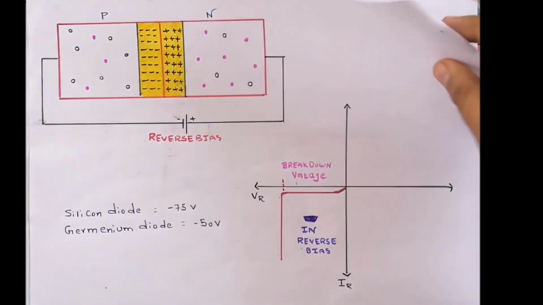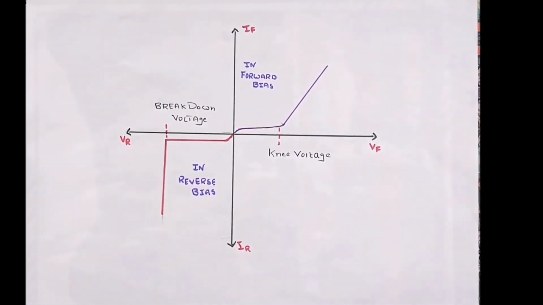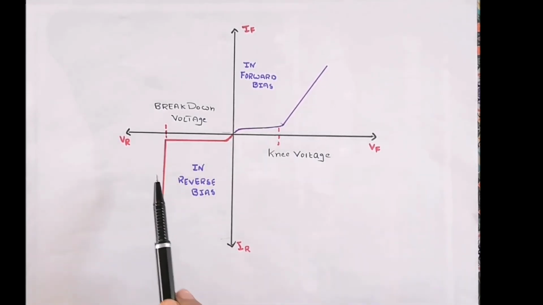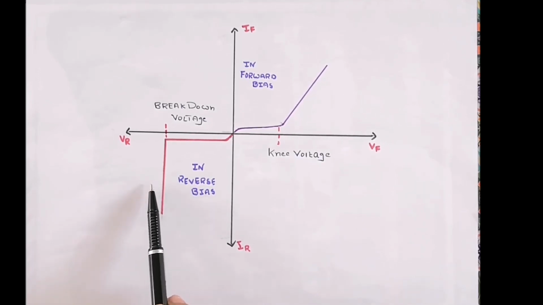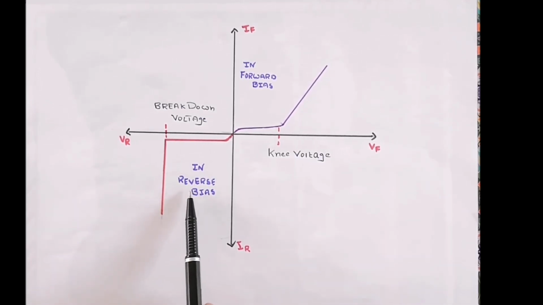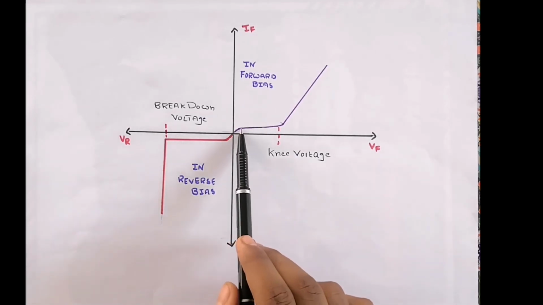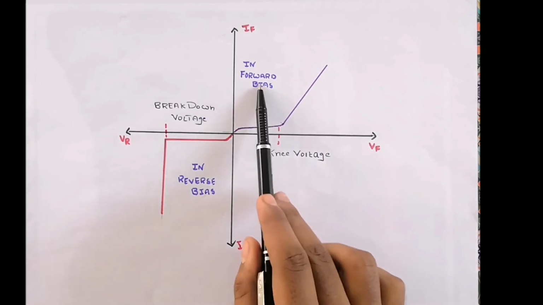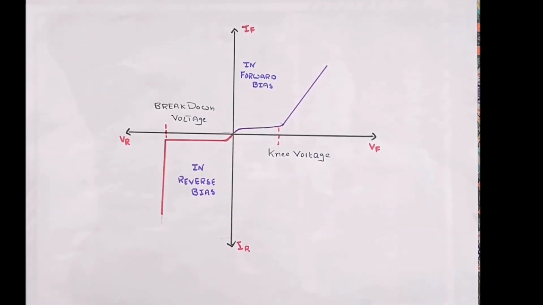As you can see here, this is the VI characteristic graph of a PN junction diode. As we discussed, this is the graph in the forward region and this is the graph in the reverse region. We already discussed that the voltage at which the current starts to increase quickly is called the knee voltage of the diode in the forward region. So this is all about the VI characteristic graph of a PN junction diode.